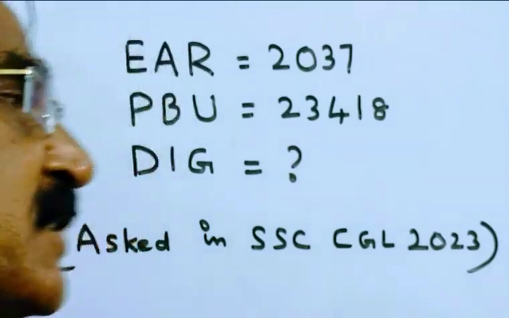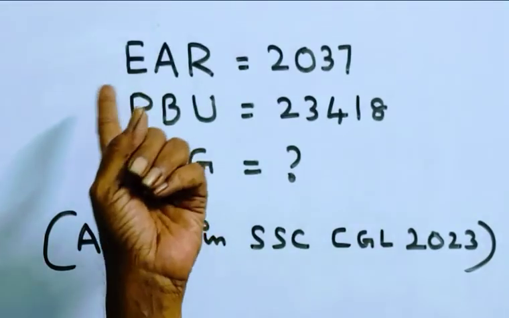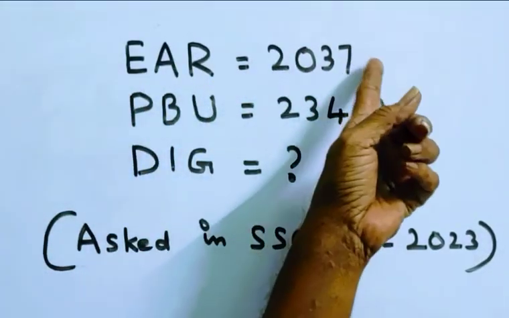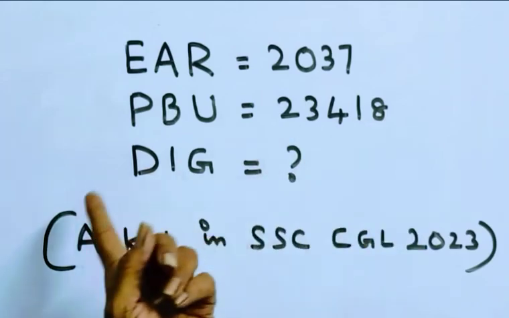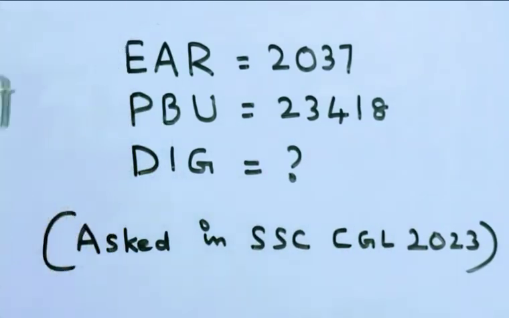Friends, this question was asked in SSC CGL 2023. In a certain code language, YEAR is coded as this, PBU is coded as this, then what is the code for DIG? How is DIG written in the same code language?